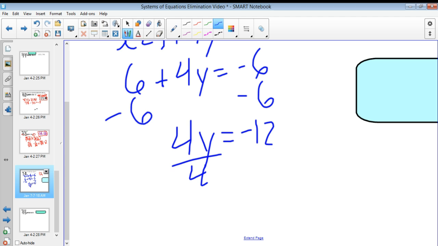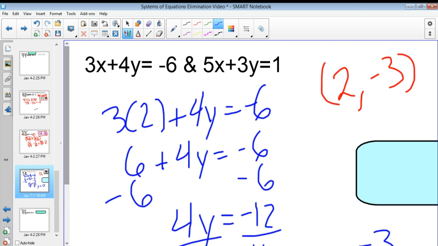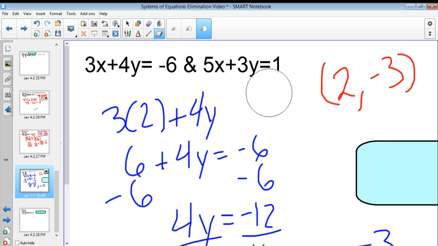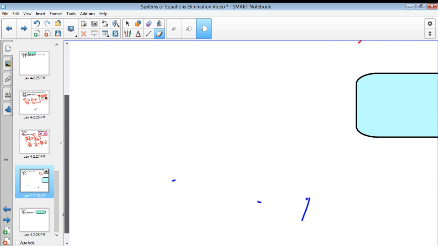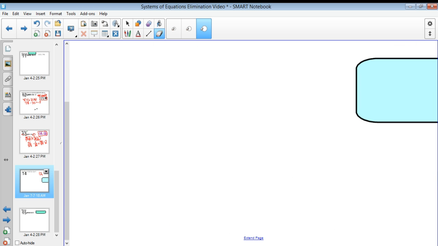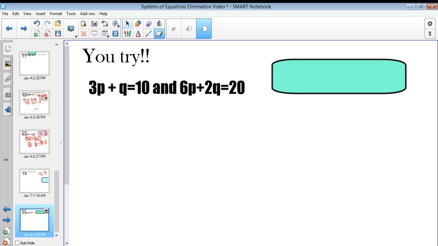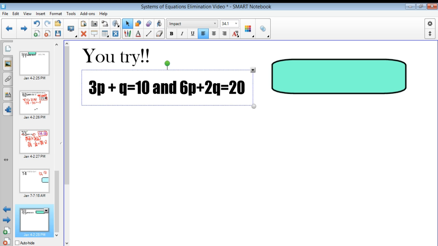Divide both sides by 4. Y equals negative 3. And if this were a different problem that I didn't already have the answer to, I would always double check to make sure that my work is correct, but I know it is, so we move on. Last one. Try this one on your own.